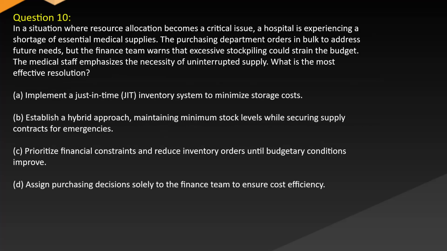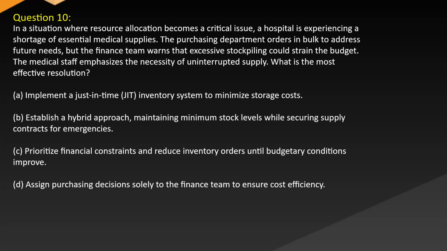Question 10. In a situation where resource allocation becomes a critical issue, a hospital is experiencing a shortage of essential medical supplies. The purchasing department orders in bulk to address future needs, but the finance team warns that excessive stockpiling could strain the budget. The medical staff emphasizes the necessity of uninterrupted supply. What is the most effective resolution?